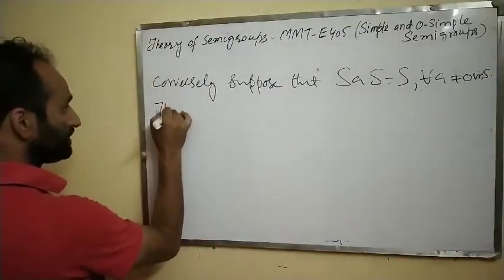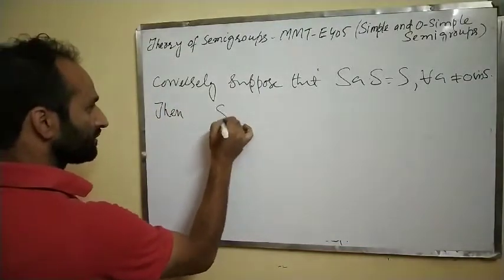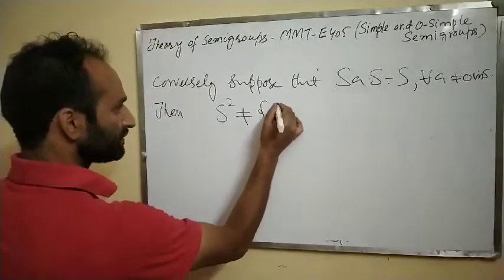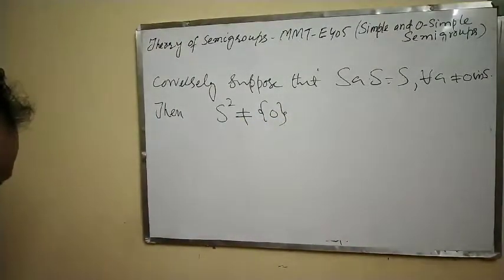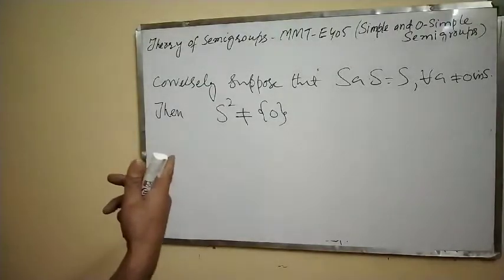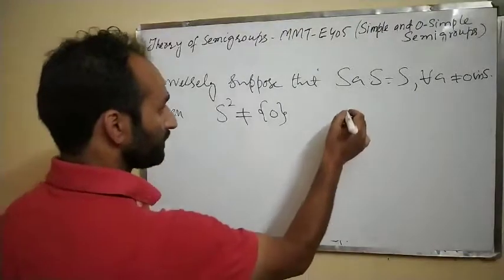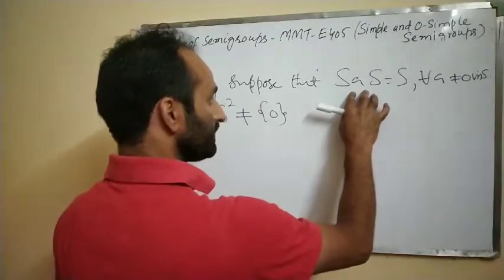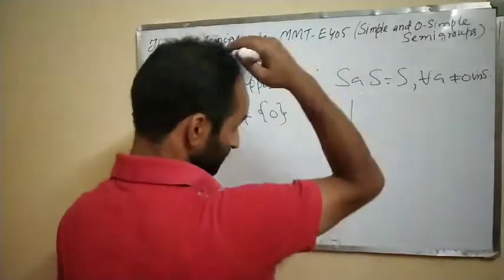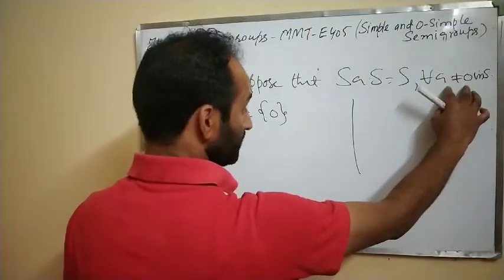Then clearly S square is not equal to 0. Is it really true? How? SAS is equal to S for all A not equal to 0. So if S square equals 0, then S cube equals 0. But look at here, if A equals 0, then S is equal to 0. In that case, it's not equal to S. So that's trivial. But A is not equal to 0.